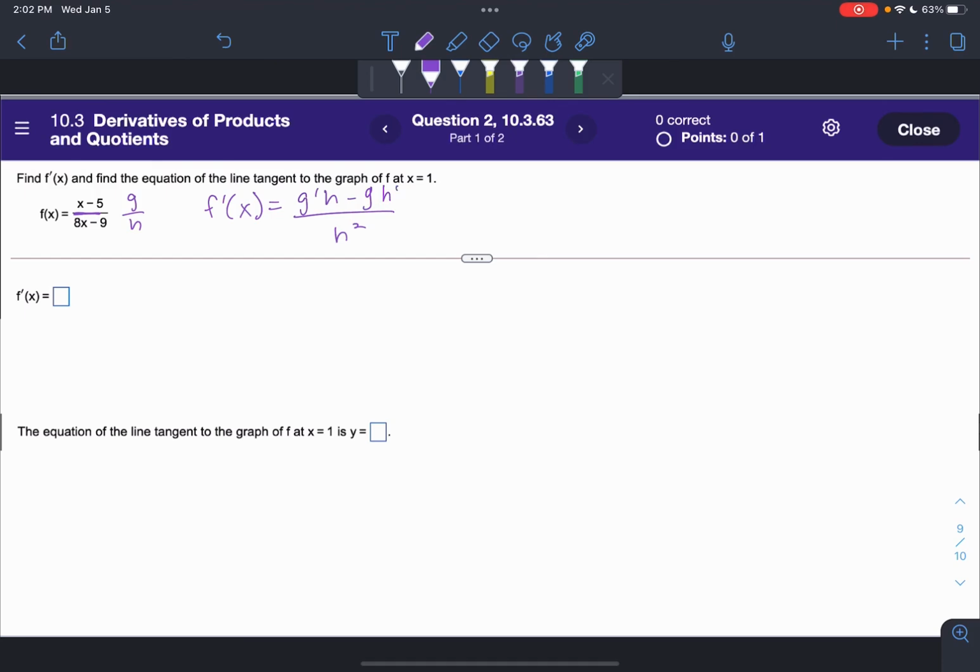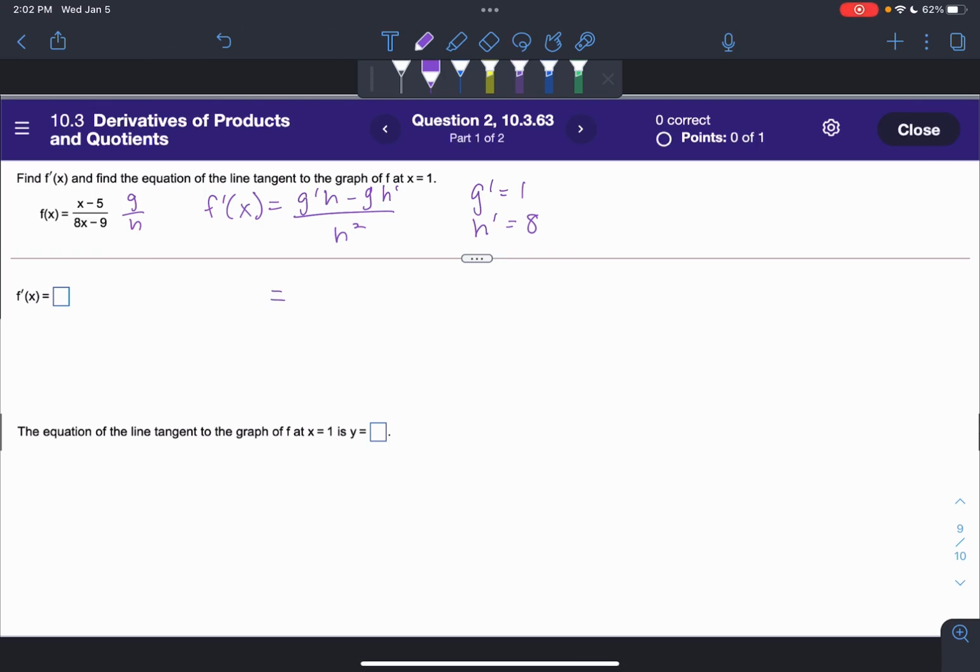Let's find g prime first. So for g, I have x minus 5. So the derivative of that is just going to be 1 minus 0, right? H prime, I have this 8x. That's going to give me an 8 because 8x is a linear term. And then minus 9, that derivative will be 0. So here are the two derivatives that I'll need to form the derivative of the quotient.